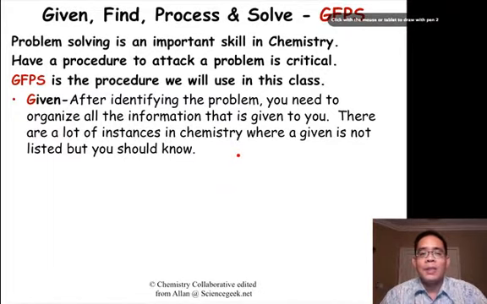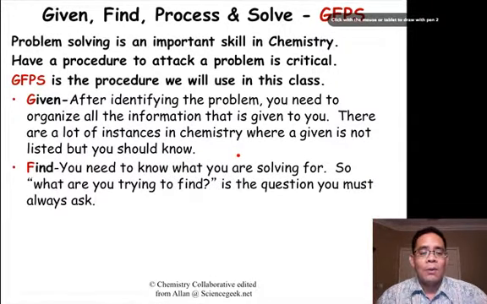Given means after identifying the problem, you need to organize all the information that is given to you. There are a lot of instances in chemistry where a given is not listed, but you should know. In particular, these conversion problems that I gave you on the Quest assignment, there are instances where I don't even give you the conversion. You can always look them up. Feel free to Google the conversion between kilometer and meter if you don't know it, between gram and kilogram if you don't know it. But over time, you better figure these out. And just like I mentioned in an earlier lesson, there are certain prefixes you should know. And if you don't know them, it will make it difficult for you to succeed on the AP exam.